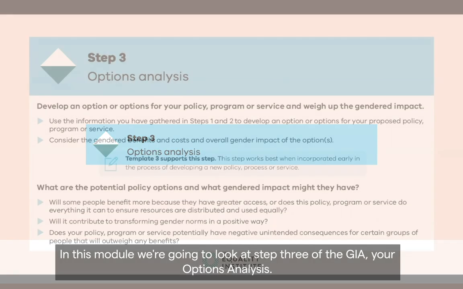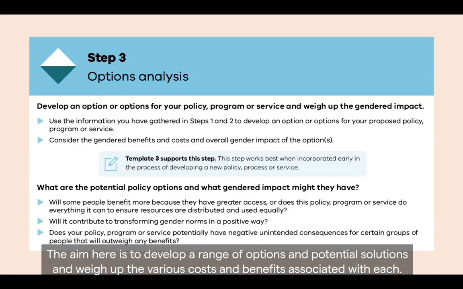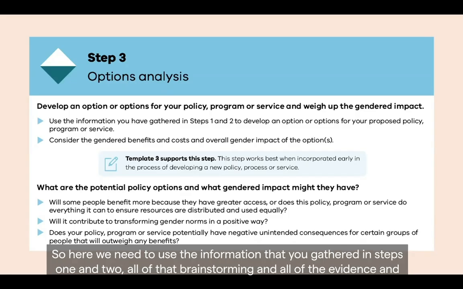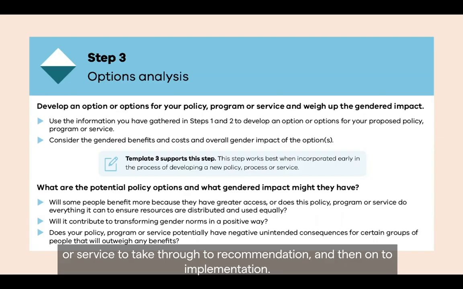In this module, we're going to look at step 3 of the GIA, your options analysis. The aim here is to develop a range of options and potential solutions and weigh up the various costs and benefits associated with each. So here we need to use the information that you gathered in steps 1 and 2, all of that brainstorming and all of the evidence and data that you've gathered, and develop an option or a couple of options for your proposed policy, program, or service to take through to recommendation and then on to implementation.